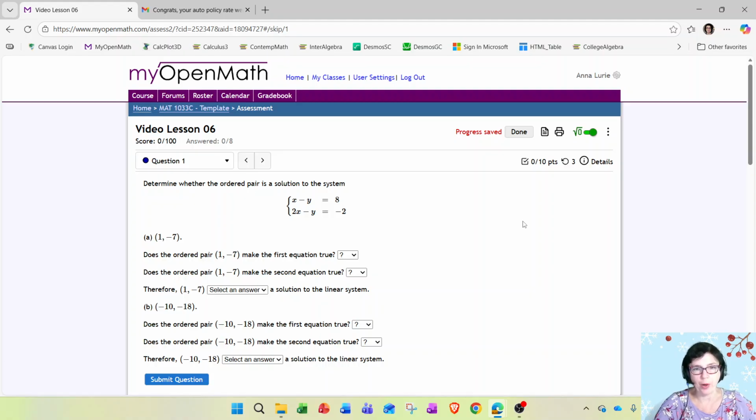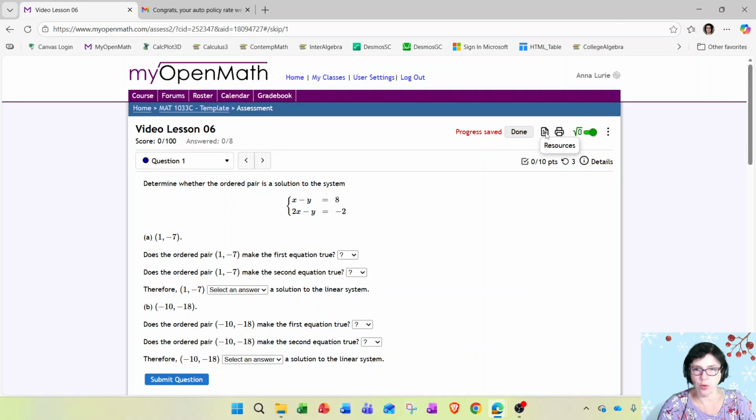What do we mean by work? Well, if you substitute the x and the y, you will get the same thing on the left-hand side and on the right-hand side of each equation. So that's important. It cannot just work for one. It has to work for both. So if you want to see if it works, what are you going to do?